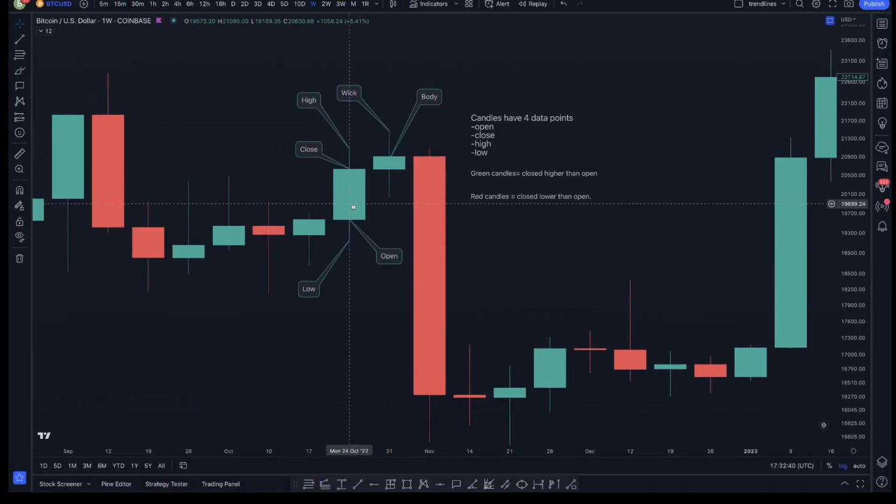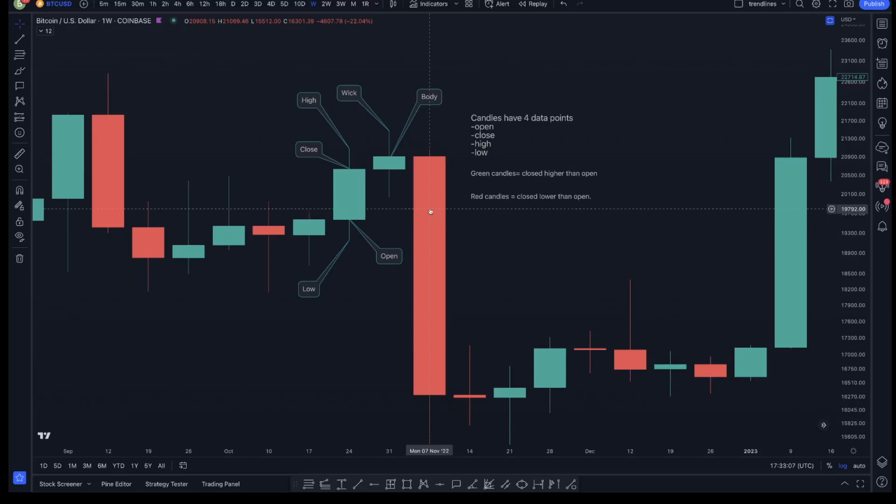Candlesticks are one of the most used technical pieces of the puzzle in charting and technical analysis. They were invented by Japanese rice traders in the 1600s, so you will see a lot of people using these. These are definitely one of the most used ways to measure the price action. There's other ways, but this is definitely one of the most popular.